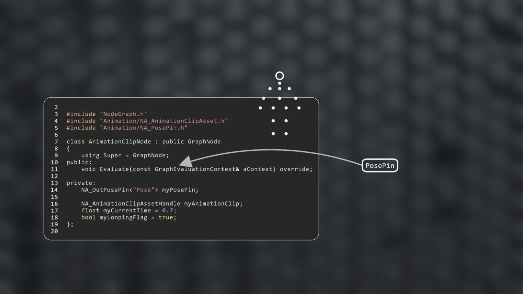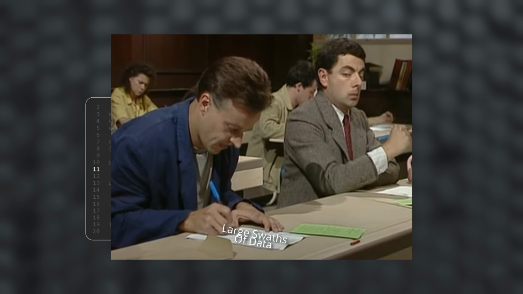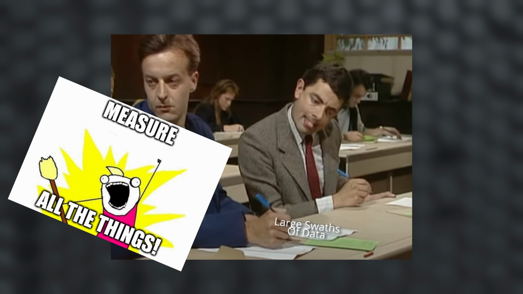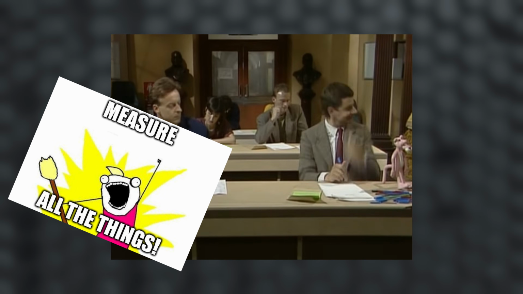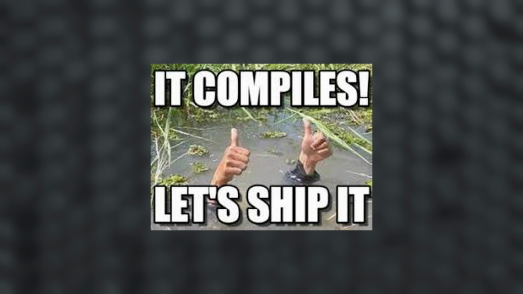The evaluated pose is passed through the evaluation context in the node's evaluate function, meaning that we don't have to worry about copying around large swaths of data, so it'll actually be just a teensy bit more performant, even though technically we aren't supposed to care about that right now. Let's also add a node for blending between two poses, taking a ratio between 0 and 1 as an in-pin. Perfect! Now that we have that compiling, let's try and run it and see what happens.